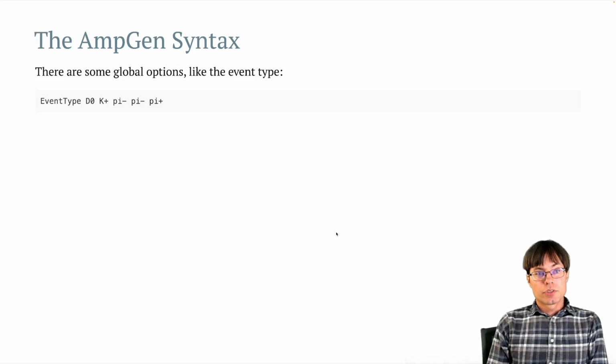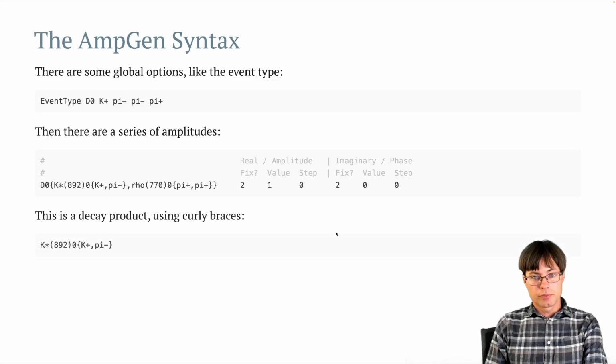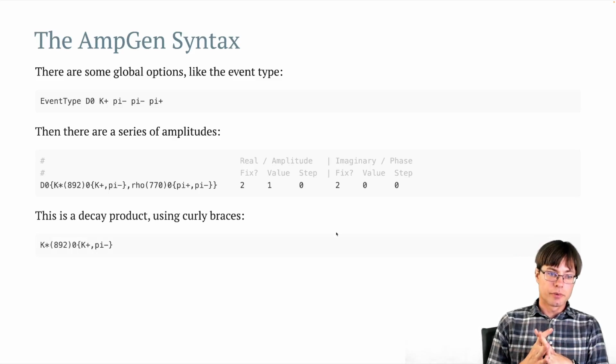So the AmpGen syntax itself looks like this. First you have the event type, which tells you what event you're looking at. Then there are some other global options that look something like this. And then you'll have a series of amplitudes. Here you see the amplitude value. You can tell it to be fixed or floating if you're doing a fit. You can give it a real and imaginary value, and give it some extra fitter options for how large you want to move it around.